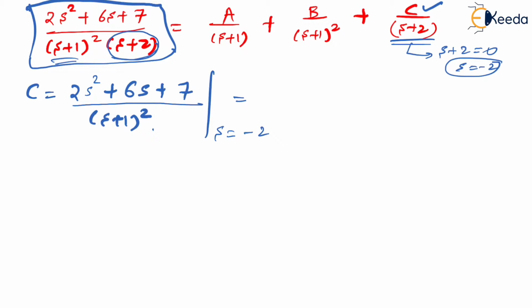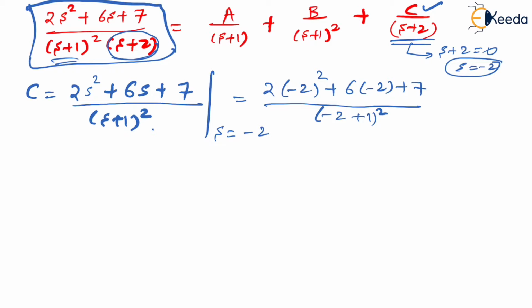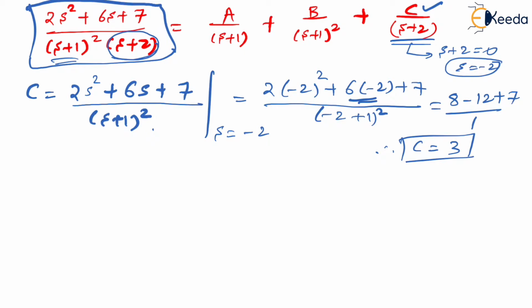So what do you find here? It is going to be 2 into minus 2 squared plus 6 into minus 2 plus 7 divided by, what is s, minus 2 plus 1 the whole squared. Now if you see, this is equal to minus 2 the whole squared is 4. 4 into 2 is 8, right? Minus 6 into minus 2 is 12, plus 7 divided by 1. So you get C equal to 3. This is the value of C.